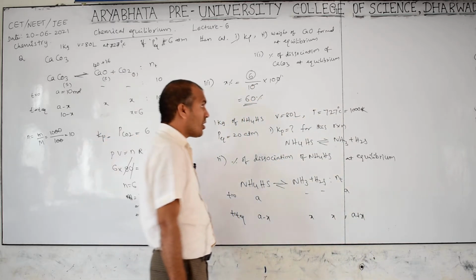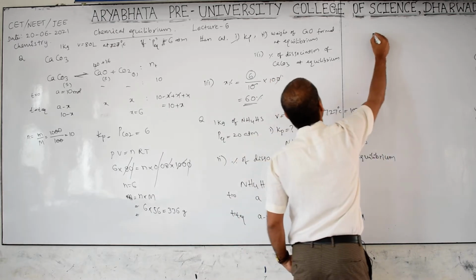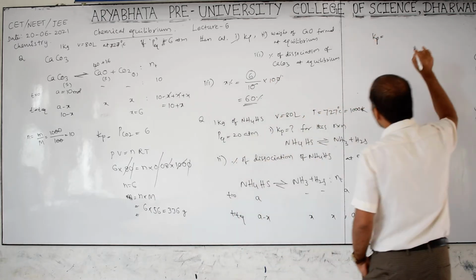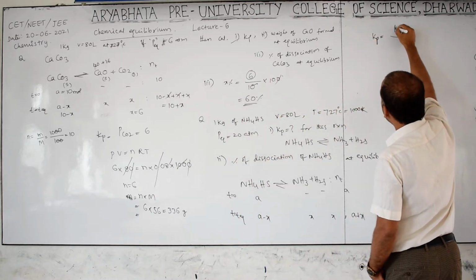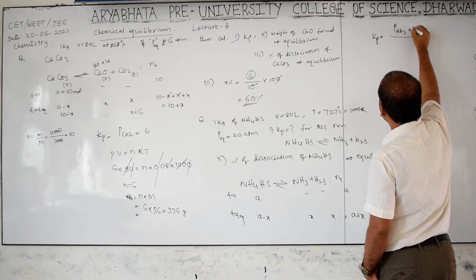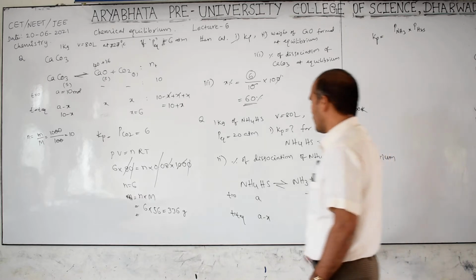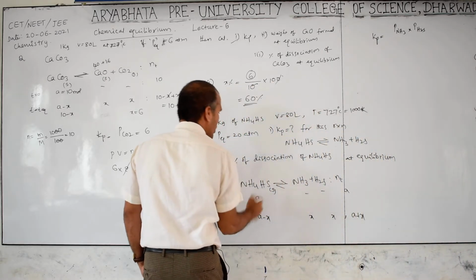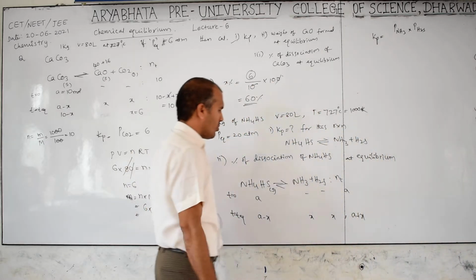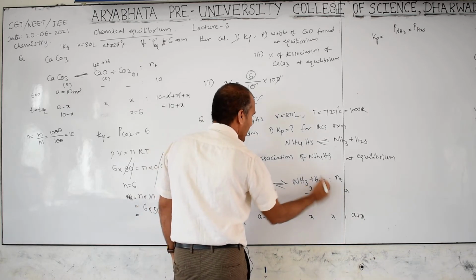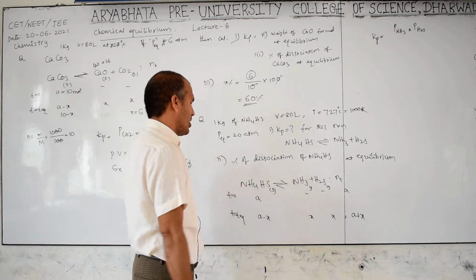Then what do you have to calculate first? Kp. What is the formula? Kp is equal to pressure of NH3 into pressure of H2S. This is solid, we know this is a solid, therefore it is not represented in the expression; only the gas forms are represented in the Kp expression.